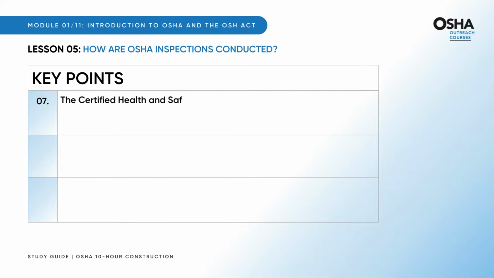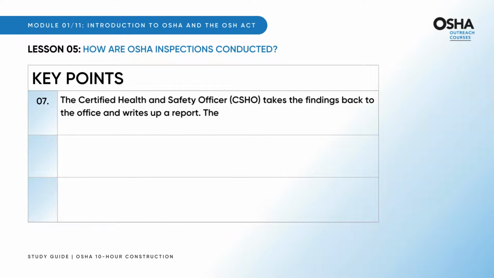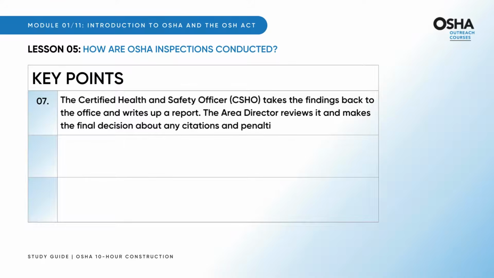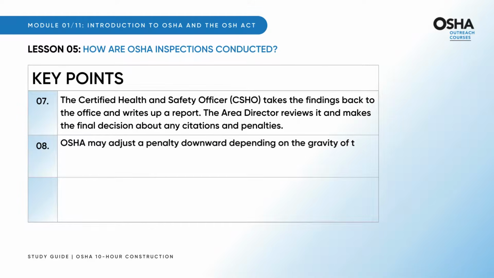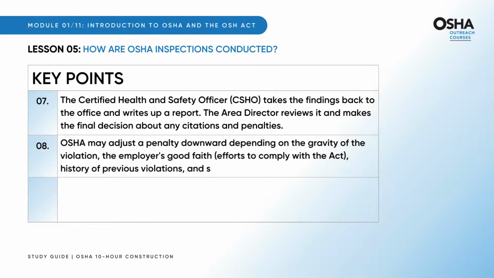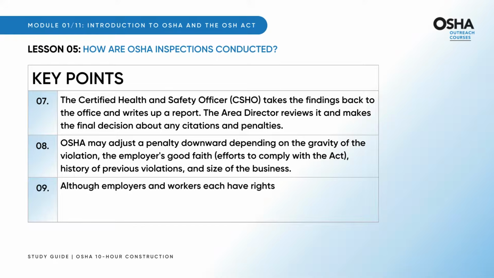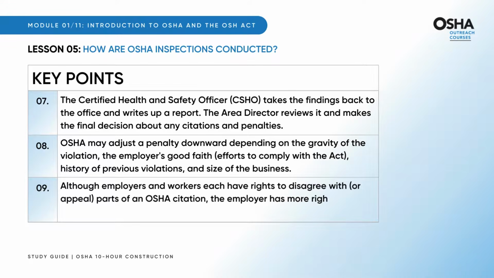The certified health and safety officer takes the findings back to the office and writes up a report. The area director reviews it and makes the final decision about any citations and penalties. OSHA may adjust a penalty downward depending on the gravity of the violation, the employer's good faith, efforts to comply with the act, the history of previous violations, and the size of the business. Although employers and workers each have rights to disagree with, or appeal, parts of an OSHA citation, the employer has more rights than workers related to citations.